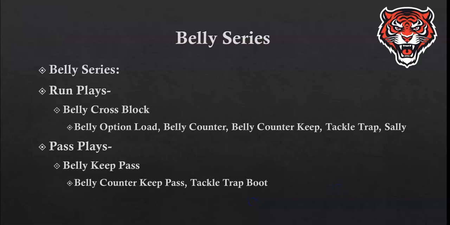So the belly series can be broken down into one main run play, the belly cross block, and then 6 secondary run plays, which are the belly option, load, the belly counter keep, the tackle trap, and then finally Sally. It can also be broken down into one main pass play, which is the belly keep pass, and 2 secondary pass plays, the belly counter keep pass, and then the tackle trap boot.